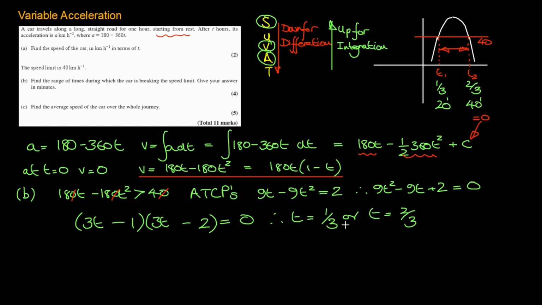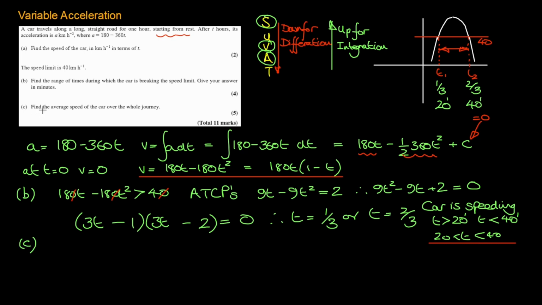Now, given that a speed limit, if you're sitting at 40, you're still okay. So the car is speeding when t is greater than 20 and t is less than 40 minutes. So when it's equal to 20 minutes, the car is at that precise moment doing 40. It has to be above 20 minutes and below 40. And that is the answer to part B.